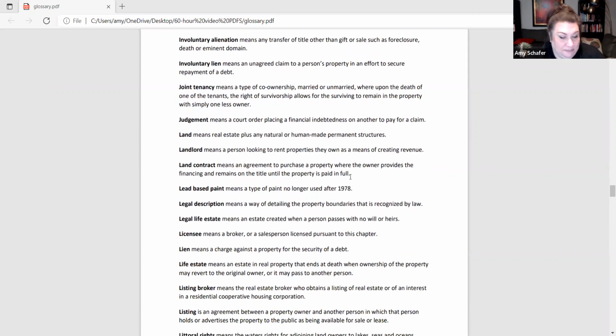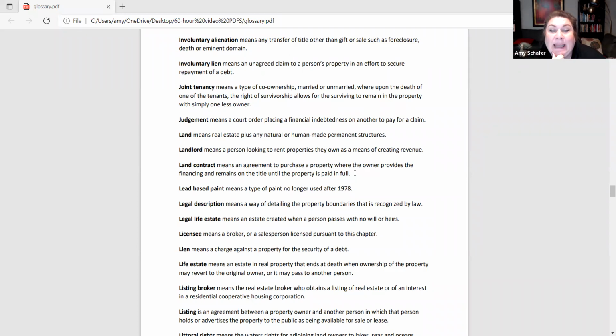Land contract. This is where the owner provides financing to the borrower or to the buyer, and they remain on title until that loan is paid off in full. Typically, land contracts or a contract sale will maybe be short-term until the buyer can refinance, make the seller whole, and then again, they come off of title.